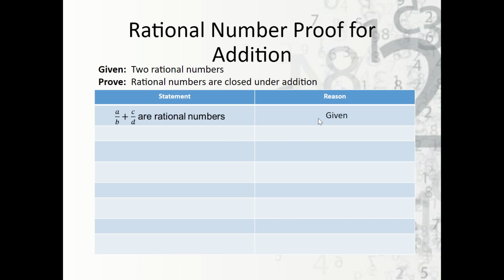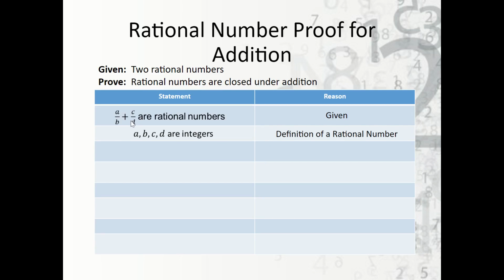And that's given information, right? We're told that they're rational numbers, so that's given. And all we did was break it down and write them as A over B and C over D. Now we should note that A, B, C, and D are all integers, and we know that because of the definition of a rational number, right? Because these are rational numbers, that means that each of these have to be integers.